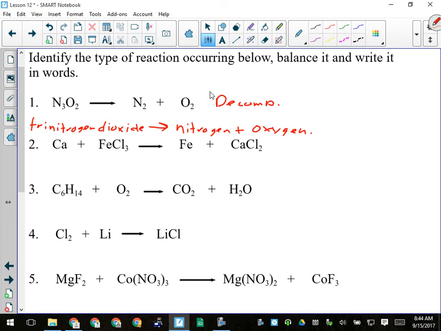Okay, because I'm trying to get the lowest common multiple, which is 6. Lowest common multiple is 6, right? I multiply this one by 2 to get 6, and I'll multiply this one by 3 to get 6. All right, so now how many oxygen does that 2 here give me? 4. So what needs to go over here? A 2. Okay, fairly straightforward.